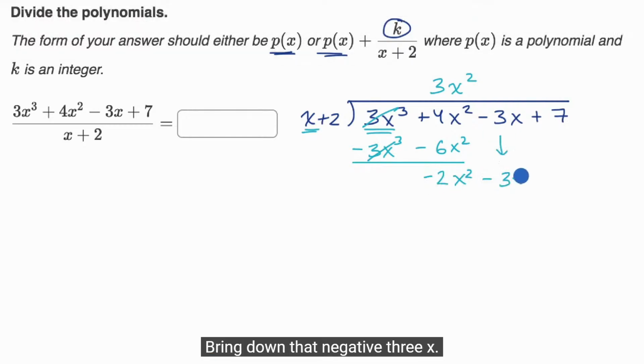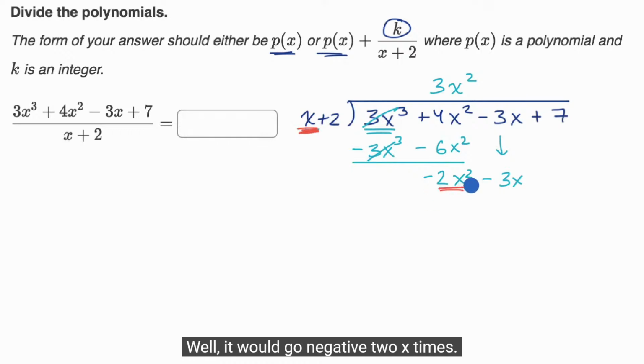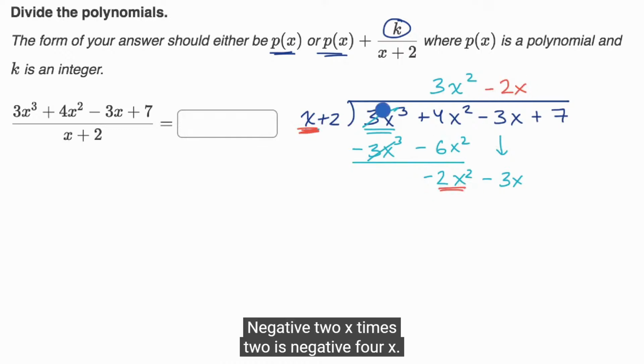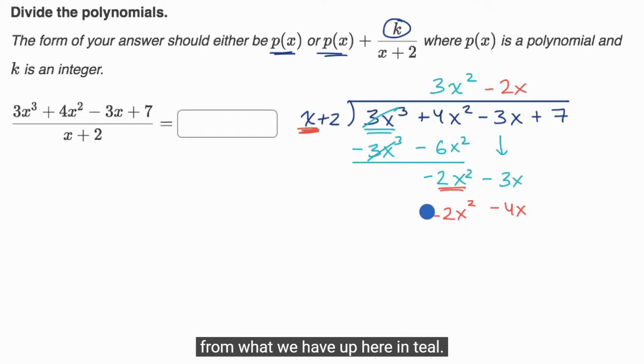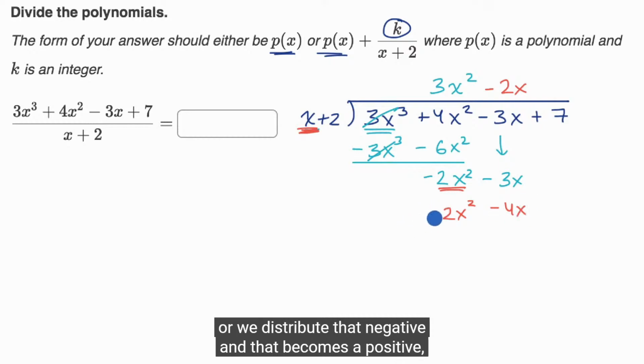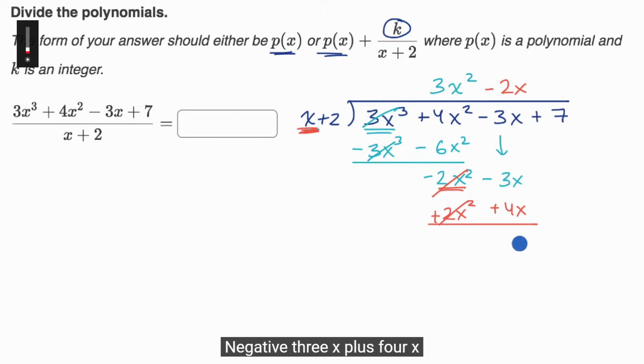Bring down that negative 3x, and now we would want to say, how many times does x go into negative 2x squared? Well, it would go negative 2x times, put that in our first degree column. Negative 2x times 2 is negative 4x. Negative 2x times x is negative 2x squared. Now we want to subtract what we have here in orange from what we have up here in teal. So we either put a negative around the whole thing, or we distribute that negative, and that becomes a positive, that becomes a positive. And so this is equal to, the x squared terms cancel out. Negative 3x plus 4x is just going to be a straight up x. Bring down that 7, x plus 7.